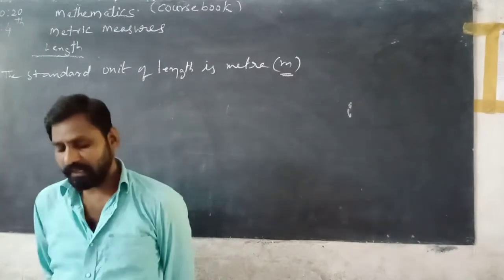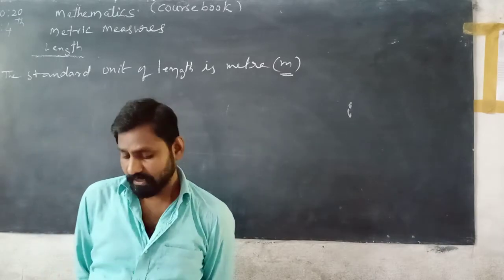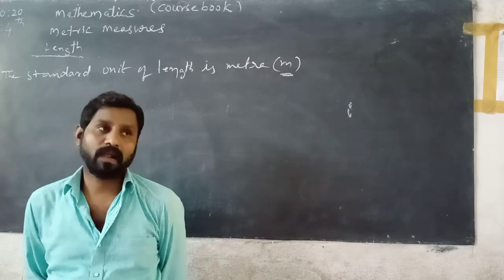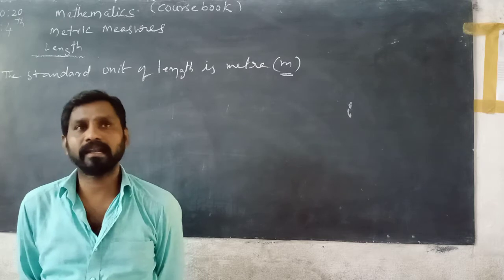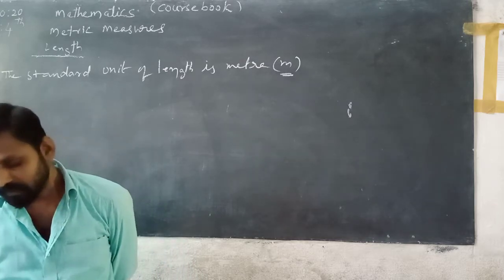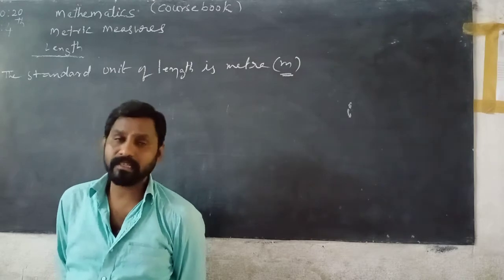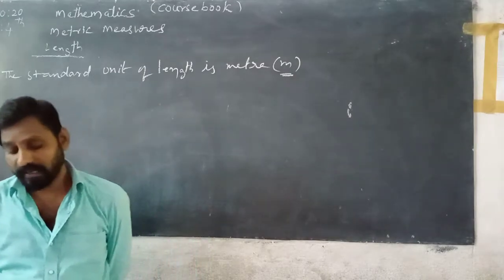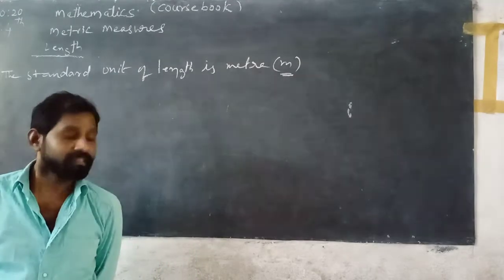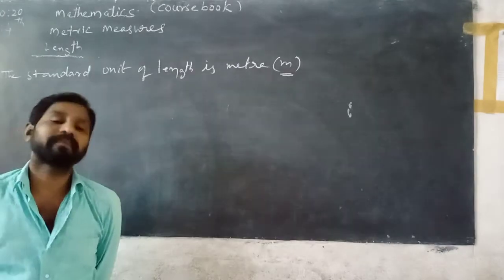See, we know that the centimeter is smaller than the meter. Do you know of any unit which is smaller than the centimeter? Now let us try to find out. That is the millimeter.